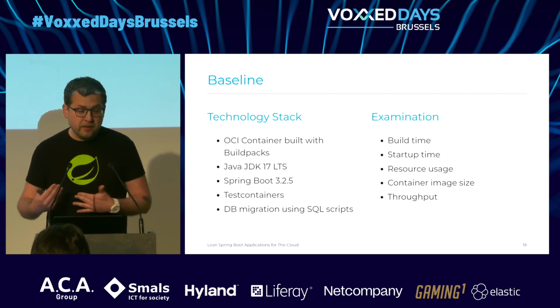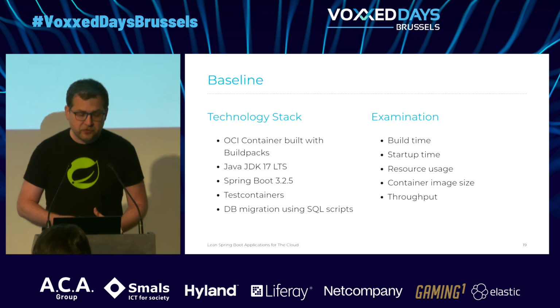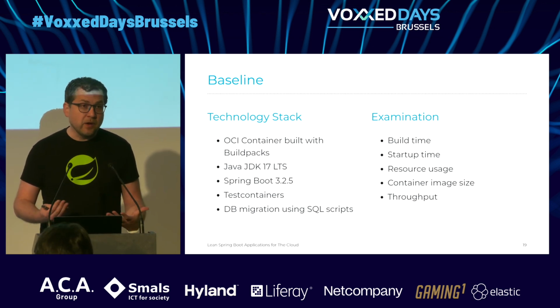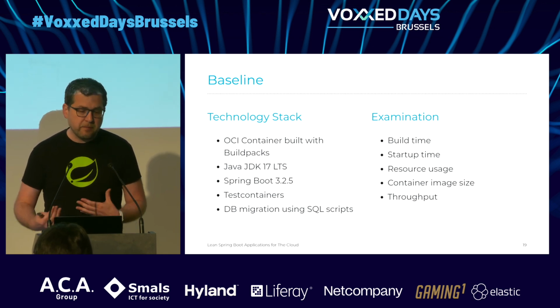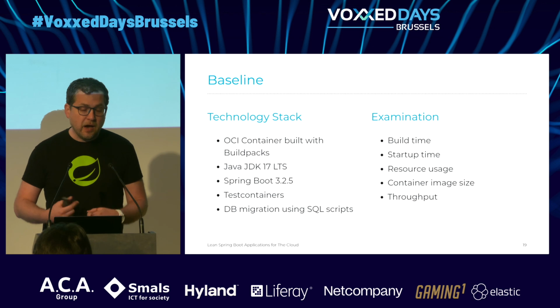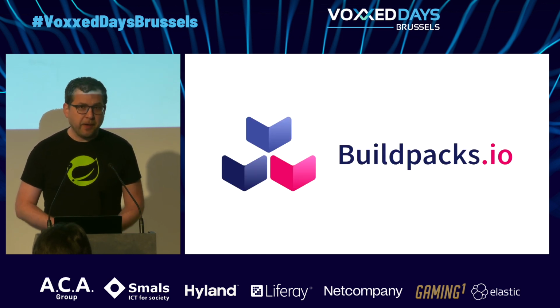We are examining on the one side the build time, the startup time, and the resource usage, here specifically the RAM, because usually on a CRUD application CPU doesn't matter much, and the Pet Clinic is a CRUD application. Then we also look at the image size, and we have a look at the throughput, meaning how many requests the application can handle. These 5 things are what we are going to see afterwards in the comparison. But first, what are Buildpacks?